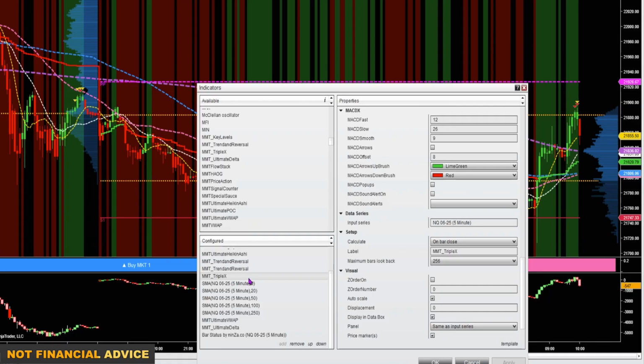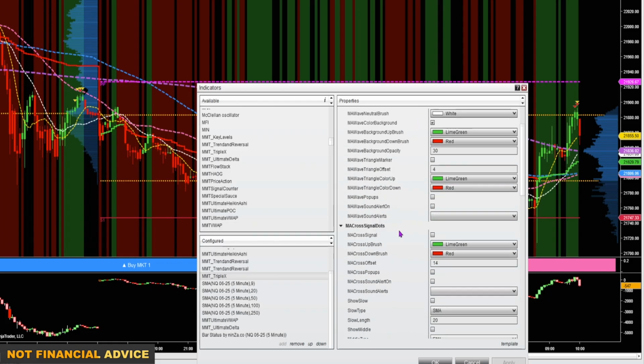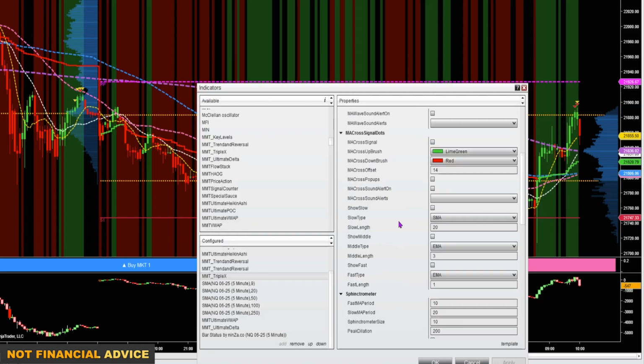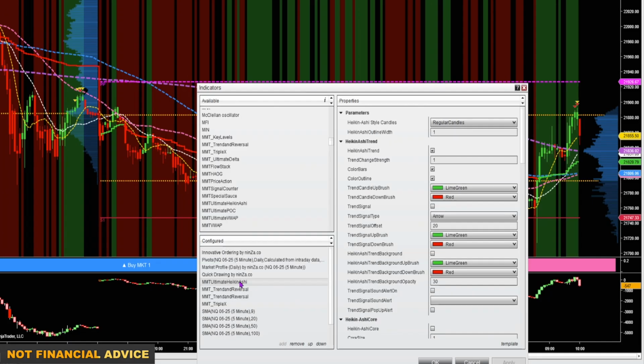Then I've got the MMT XXX painting the background, single moving average mode, signal dots are off, it's just painting the background. The slow moving average is a 20 SMA, the middle is a 3 EMA, and the fast is a 1 EMA. Got a bunch of my favorite moving averages on this chart, the 9, the 20, the 50, the 100, the 250. My ultimate delta settings for the 5-minute NQ are usually 300, 600, and 900. Got the Heikin-Ashi trend painting the candle colors.